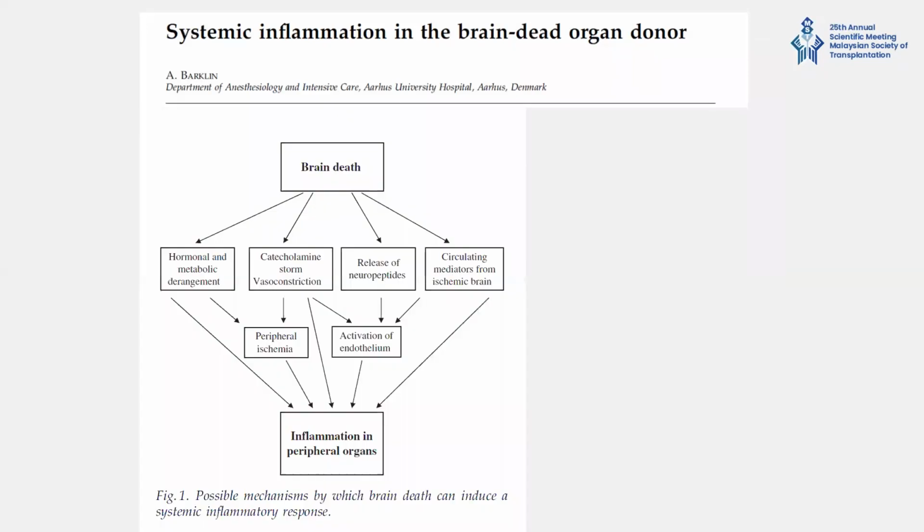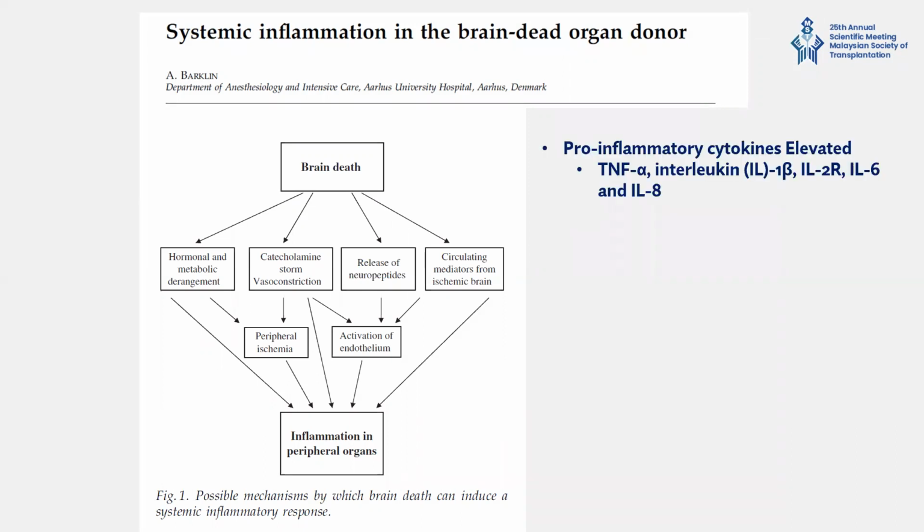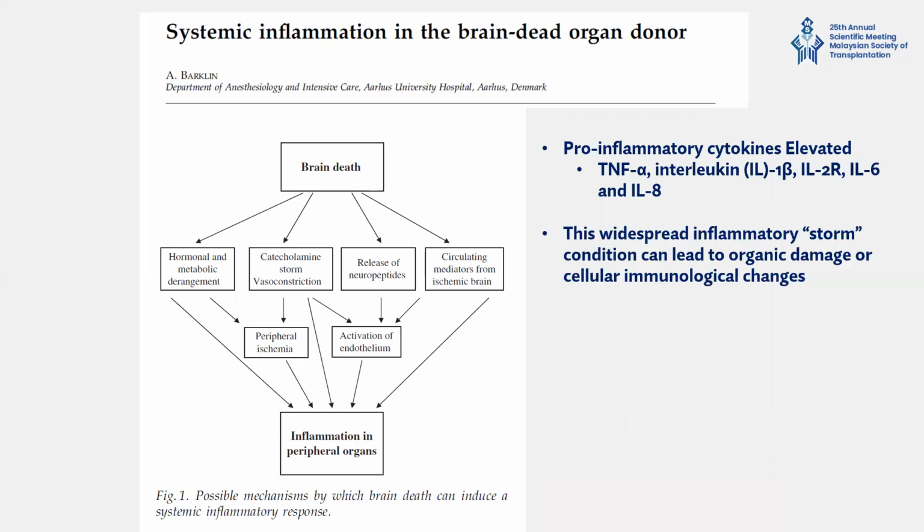Brain death will cause hormonal and metabolic derangement, catecholamine storm, vasoconstriction, release of neuropeptides, and secretion of mediators from the ischemic brain. All of these can cause inflammation in peripheral organs. Pro-inflammatory cytokines are elevated, like tumor necrosis factor alpha, interleukin 1 beta, 2R, 6 and 8. This widespread inflammatory storm can lead to organ damage or cellular immunological changes.